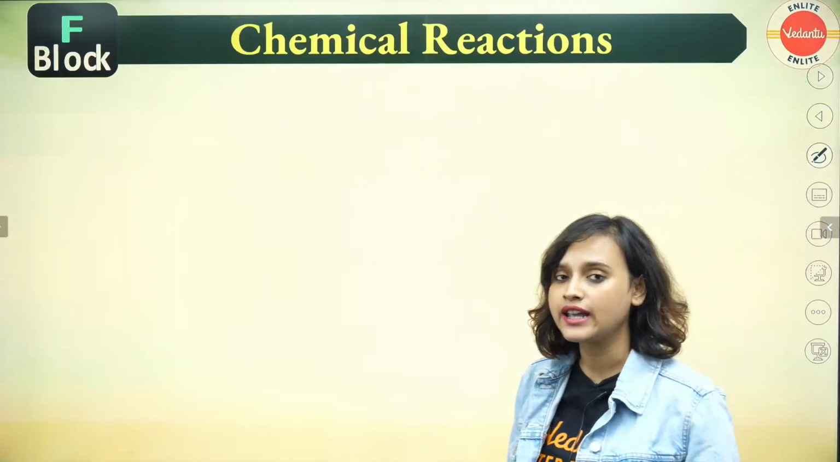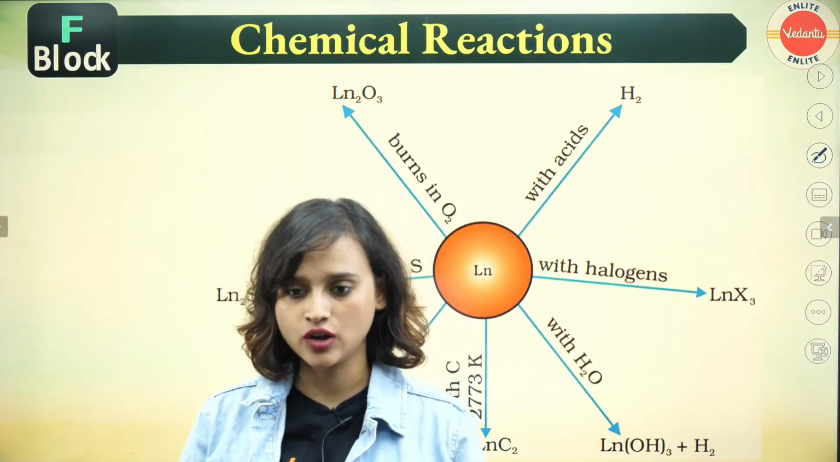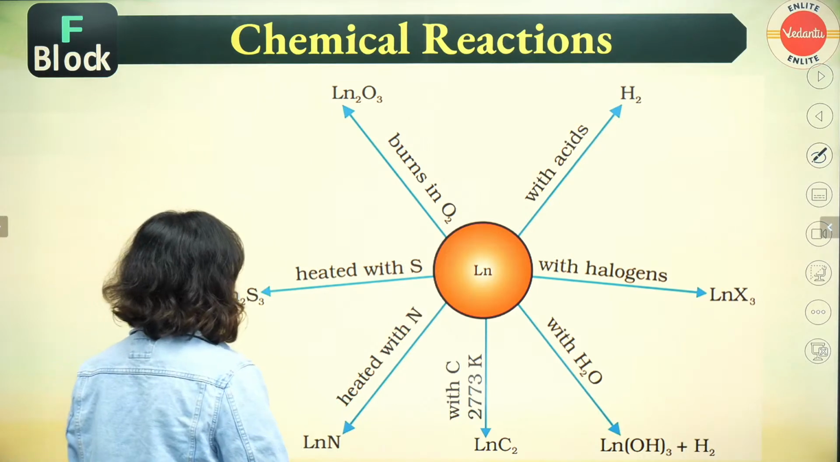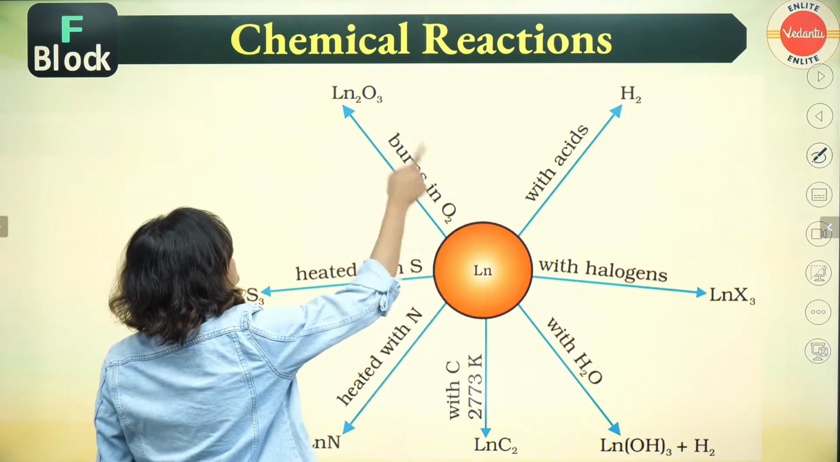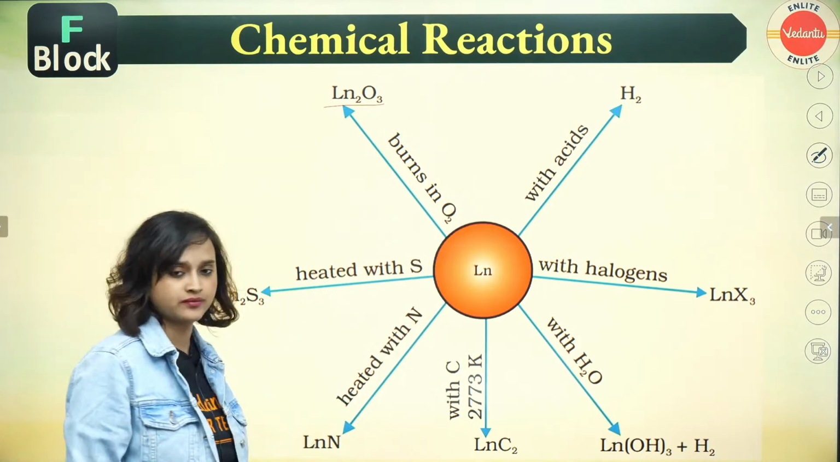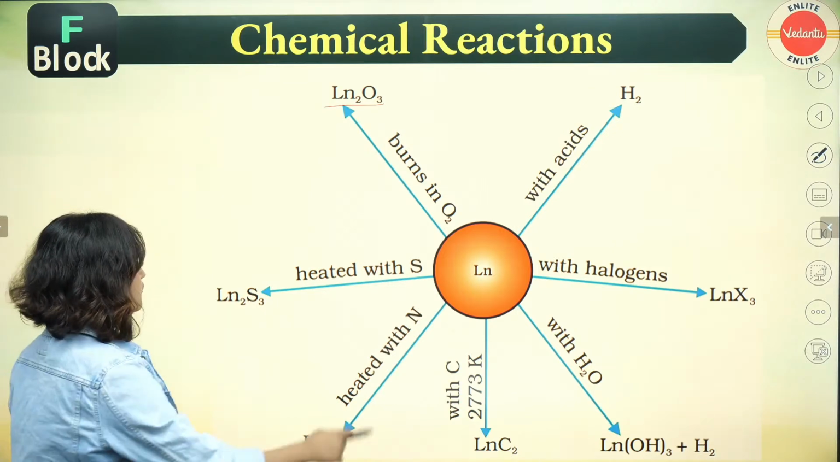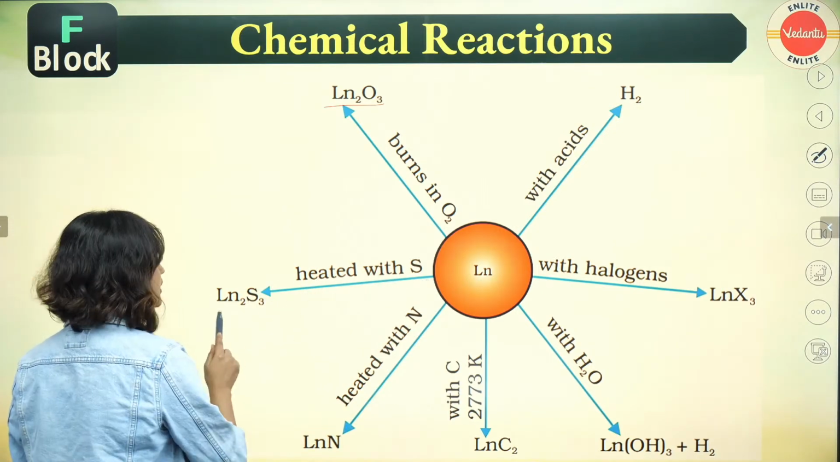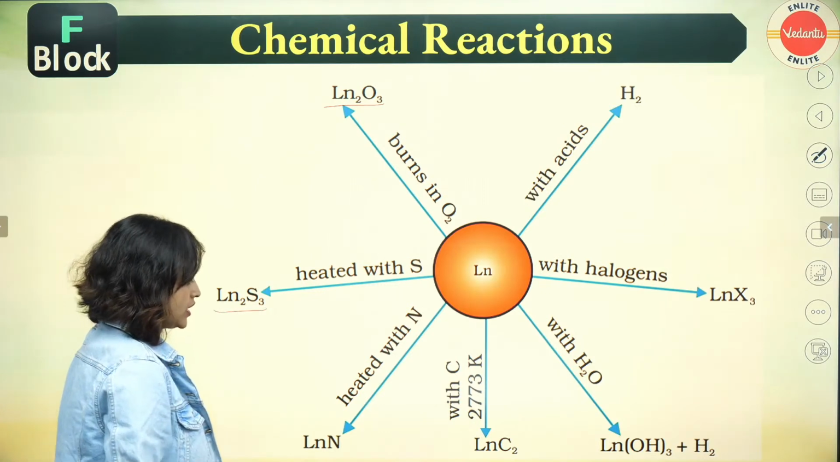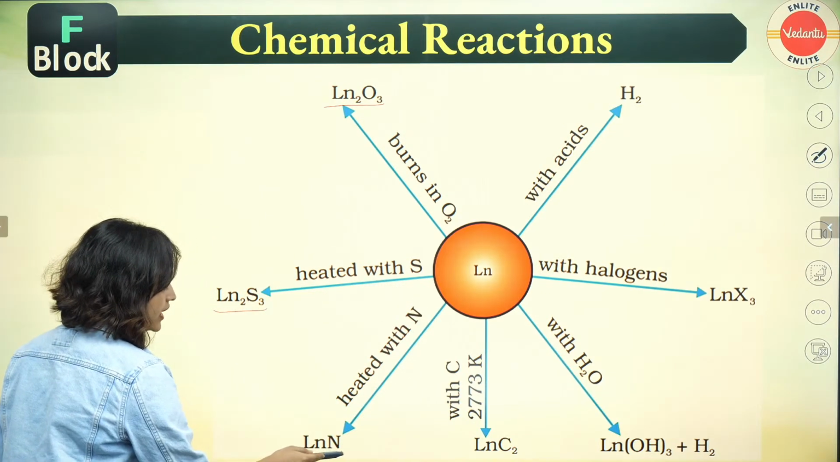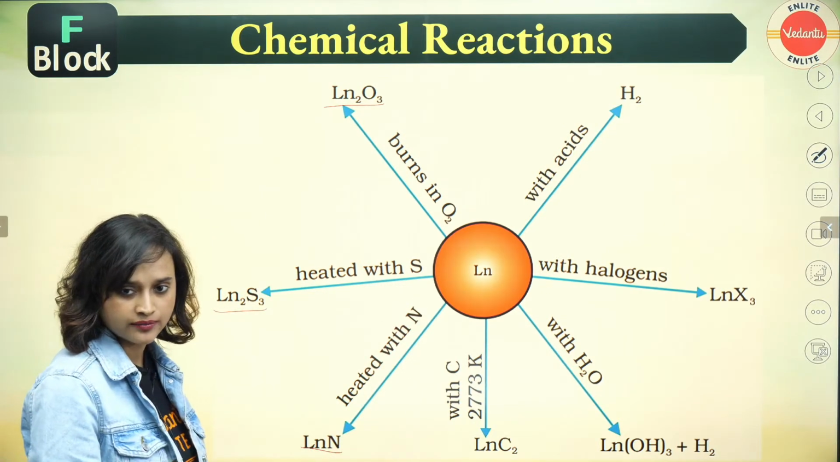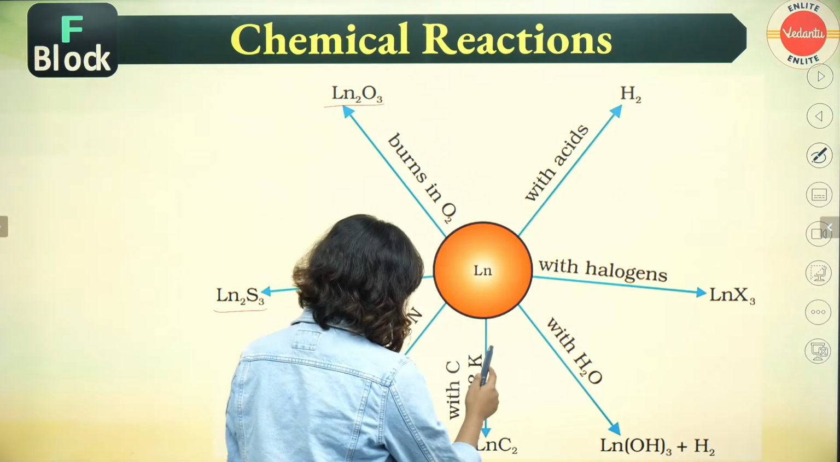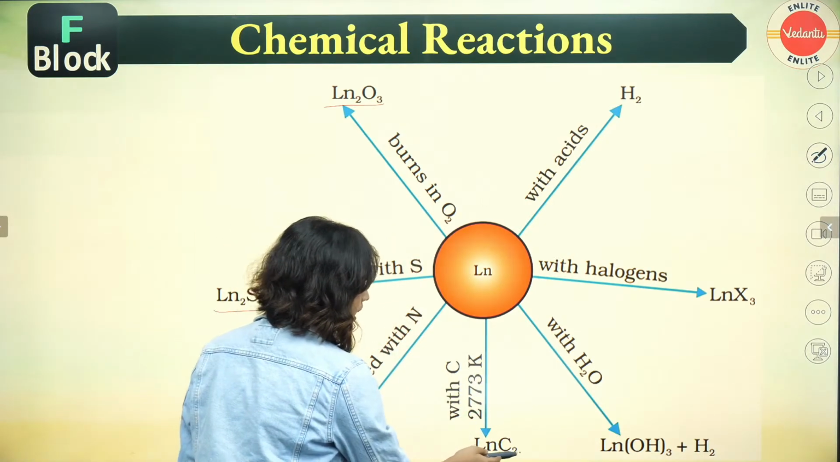Now, chemical reactions of lanthanoids, okay? Take a look at it. They burn and they form Ln2O3, okay? All right. When you heat them with sulfur, they form Ln2S3. When you heat them with nitrogen, very easy, they form LnN, okay? All right. Now, when you heat them with carbon, they form LnC2.